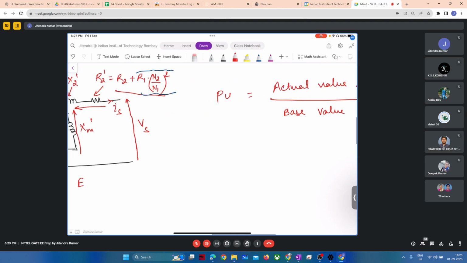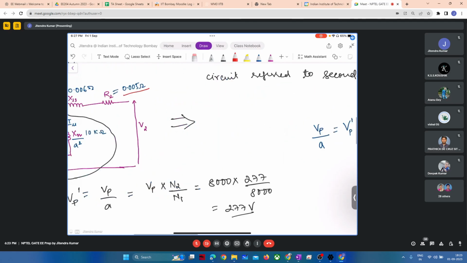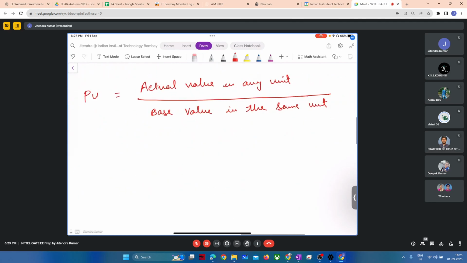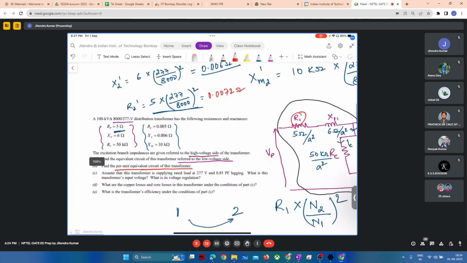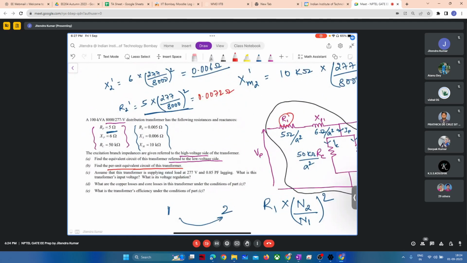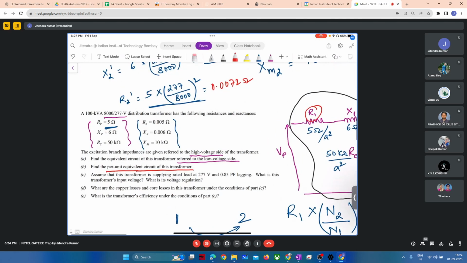So we know now that in per unit we have two terms: actual value and base value. Actual value we know, it is given or we have computed already for part A. Now base value is something that you have to judge. You have to decide on your own. So how to compute or finalize the base value for the circuit? That is the challenge here, right? How to decide what the value will be?